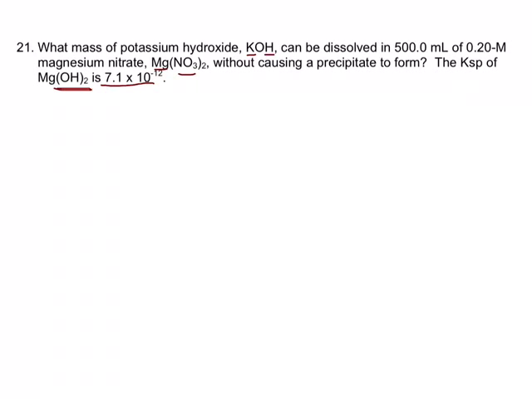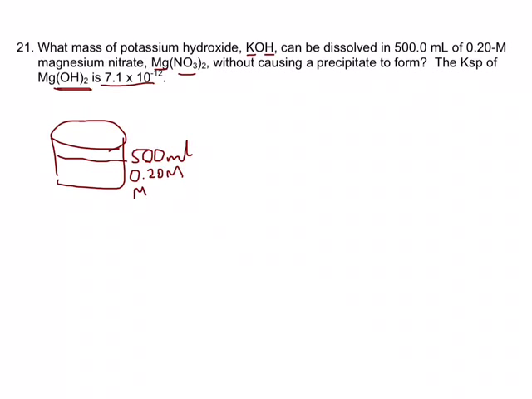Now, this question, you might think you can just set up an ICE table and go find solubility, etc. But this question is a little bit different. Notice we're going to add, let's just draw a little picture perhaps. In the question, we're told we have 500 milliliters of 0.2 molar magnesium nitrate. That's what's in the beaker.